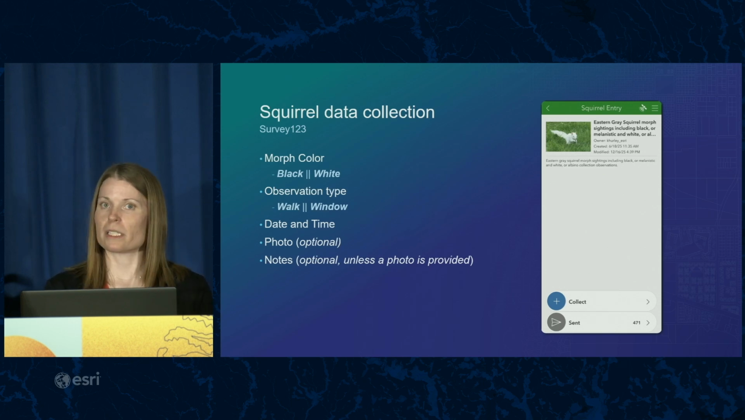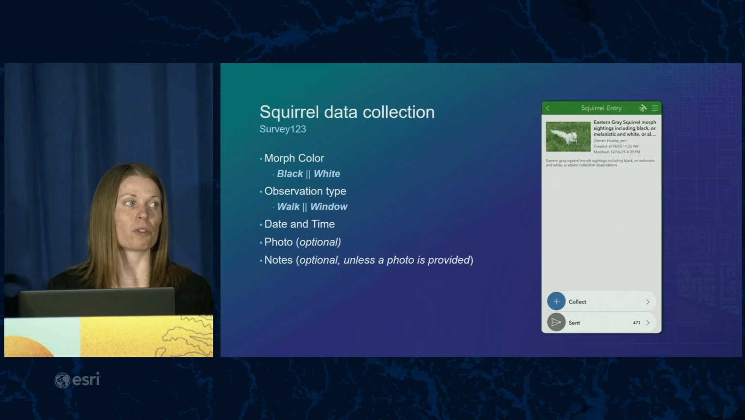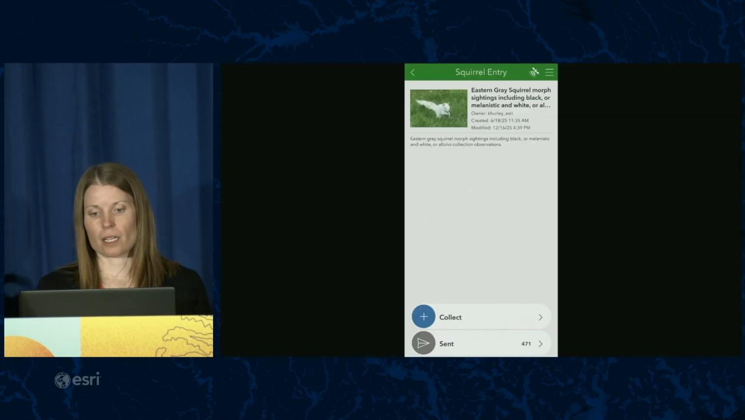It gives the current date, but you can always go back in time, because obviously I have friends that send me these observations as well, so I can go back and add those in for them. We also have photos, which are optional, and then notes, which are optional unless a photo is provided, and then that field becomes required. And so let's see what that looks like.